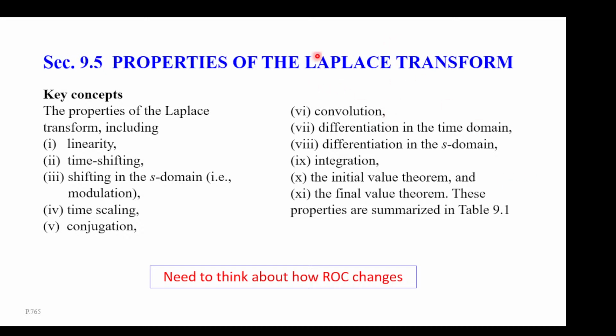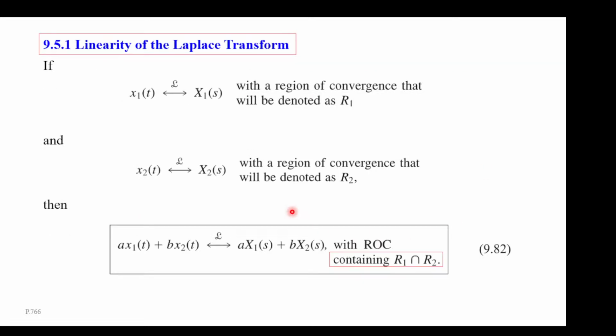And because we are talking about the Laplace transform, once again we need to think about the ROC. So not only do we need to think about how the algebraic expression changes, like in the Fourier transform, we also need to think about how the ROC changes when we apply these properties. Okay, and let's start from the very easy example, that is linearity.